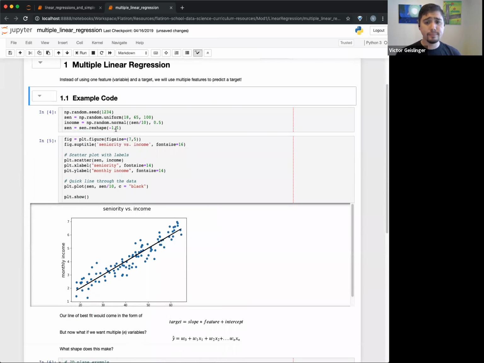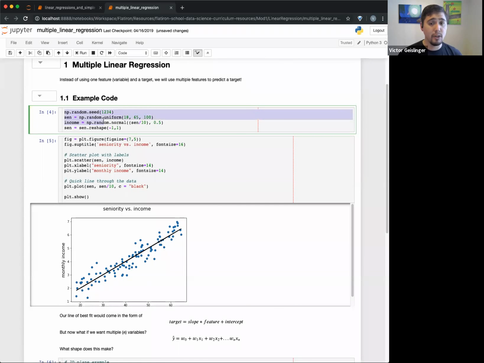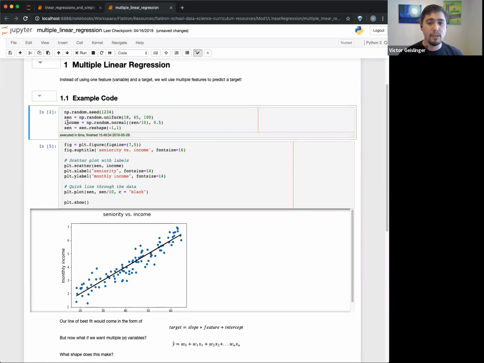So I'm just quickly showing you some example code of what this would look like. I've got a random seed here first. I'm generating some data. In this case, I'm getting 100 points right here, random, uniform, doesn't really matter. Basically I'm using this right here to make a normal curve, and I'm just doing some reshaping.